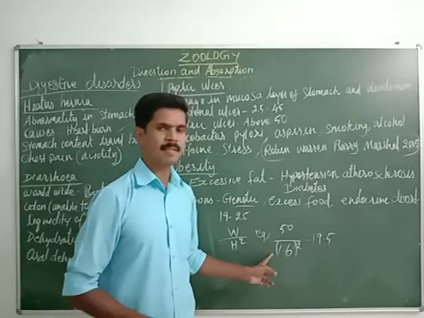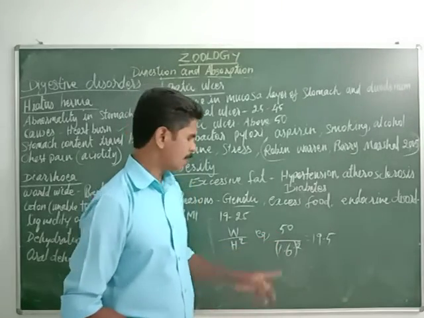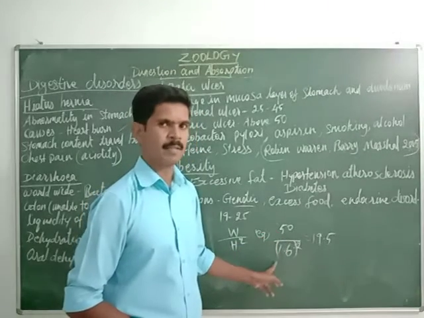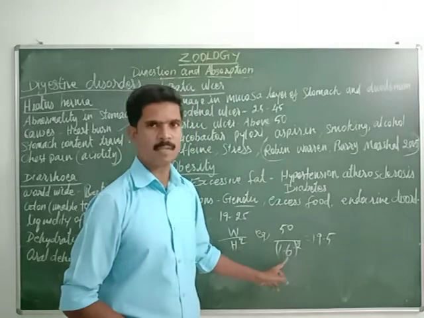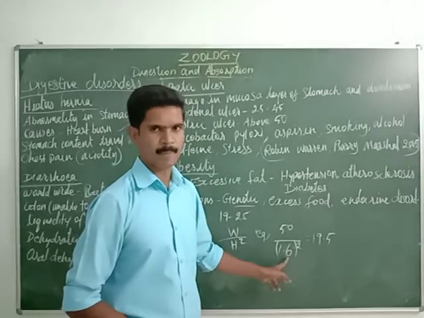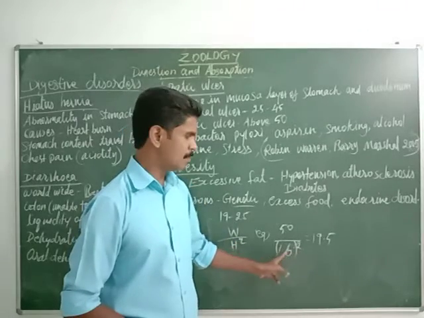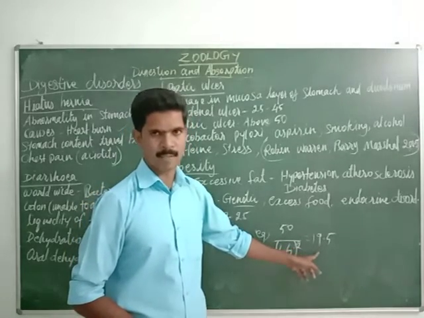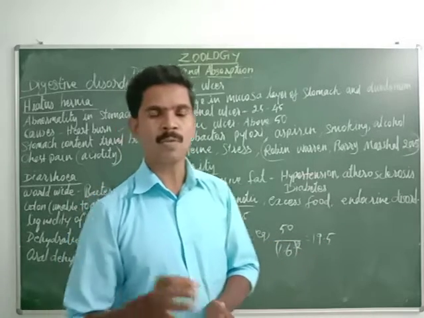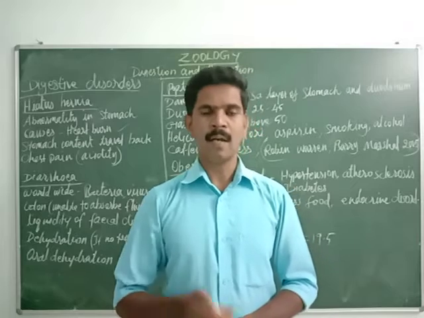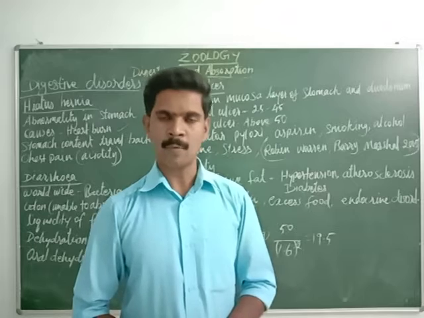See, suppose a person's body weight is 50 kg. Just imagine the person's body weight is 50 kg and his height is 160 centimeters. This 160 centimeters is converted into meters, 1.6 meters. So weight divided by height in meters square, we will get 19.5. So this is the normal body size. Between 19 and 25 is normal body size, below 19 is lean, and above 25 is obese. Understand? Above 25, obese.